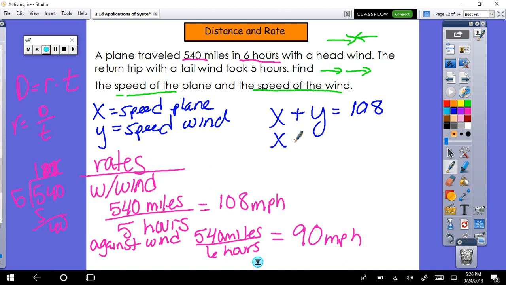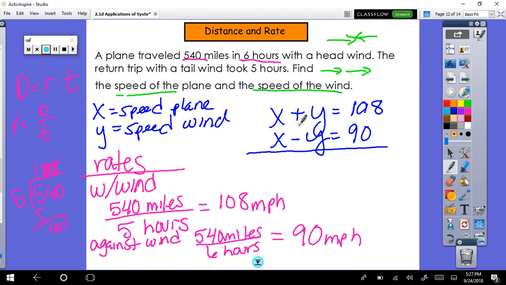When you have the speed of the plane minus the speed of the wind, so when they're working against each other, then you're going slower. Now you're only going 90 miles per hour. So again, this is when the speed of the plane and the speed of the wind are working together. You're going faster, 108 miles per hour. It took you 5 hours. The speed of the plane take away the speed of the wind that's working against you. It took you 6 hours, so you're only going 90 miles per hour.